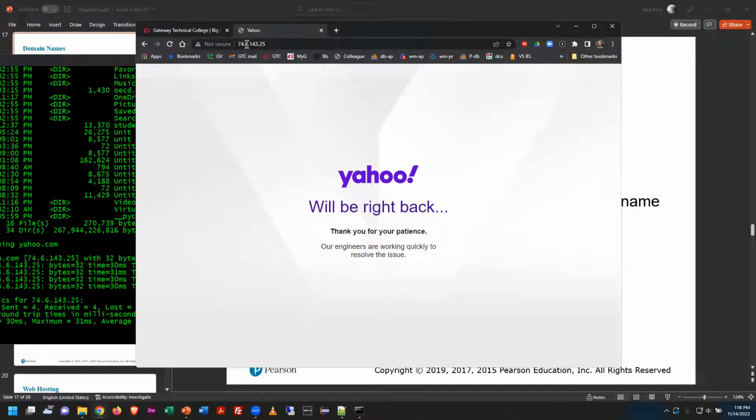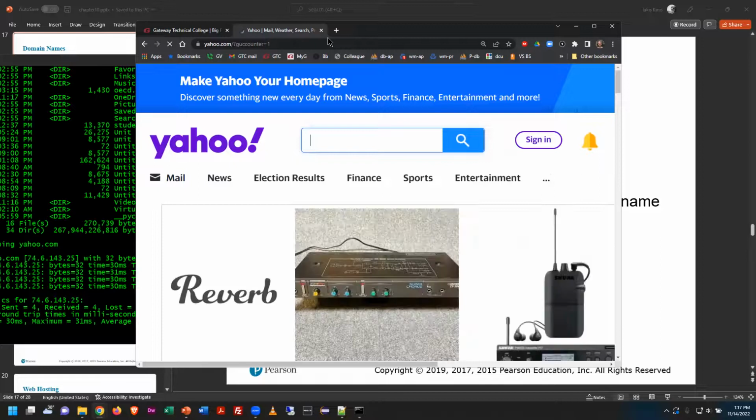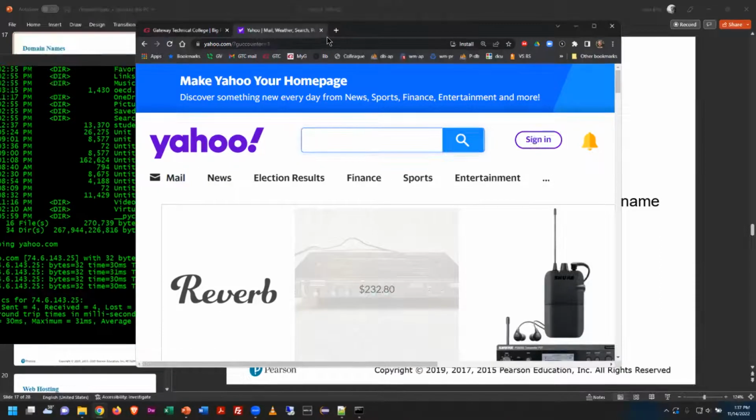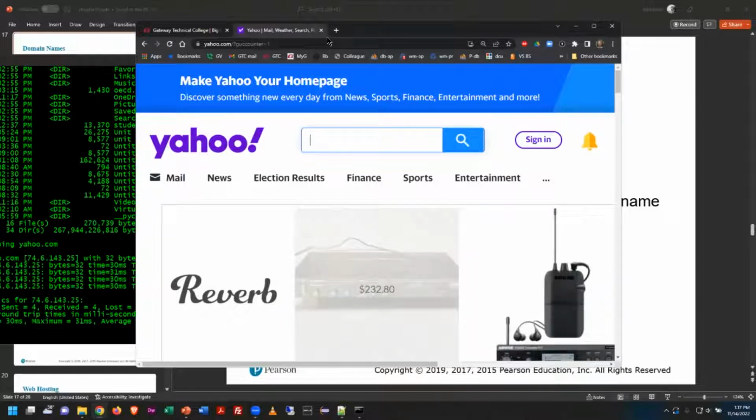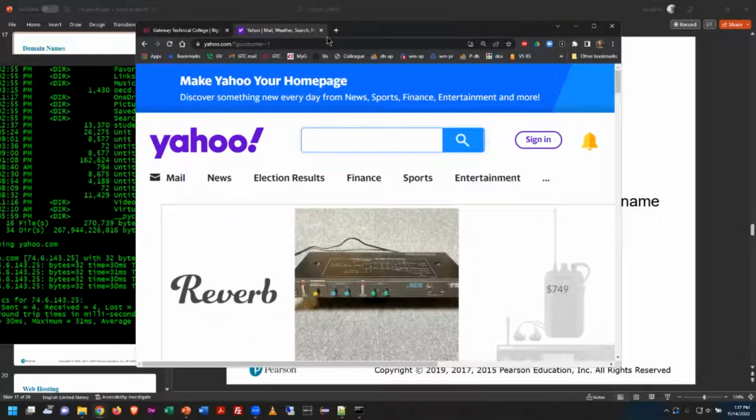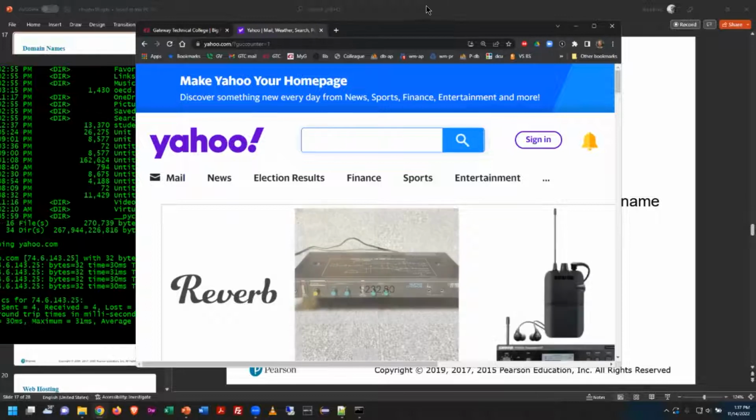It's taking me to some service page, but it is Yahoo. But the example is basically that whenever you're looking up a name, it looks up the IP address and then goes to the machine. So whenever I'm in a browser here, and let's say I actually go to yahoo.com, it's going out to a domain name server somewhere on the internet. It looks up that domain name, finds the IP address, and then takes you to the website. That's what happens on the back end.